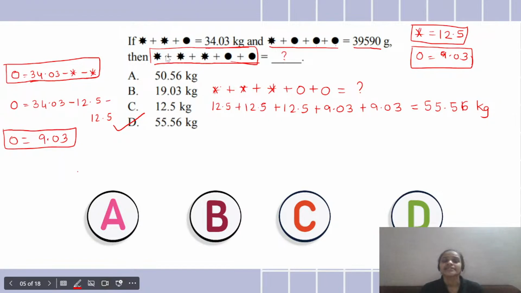So we separate, we keep the circle alone, and we substitute them in the second equation and find out the star. Once we get the star, we can find out the circle, and once we get the star and the circle, we find out the final answer. So this is how we get it.